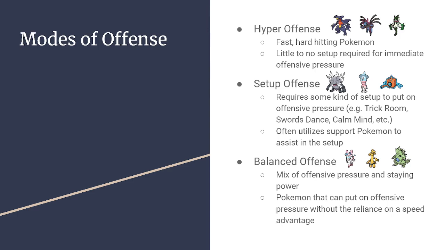That's why I call it balance, because it's a mix of offensive pressure and staying power. And sometimes they can be just faster than a lot of Pokemon too. So they're not necessarily slow, tanky Pokemon all the time, but the main thing is they can take hits better while dealing out a lot of damage. And these can put on pressure without reliance on speed advantage because of that tankiness.